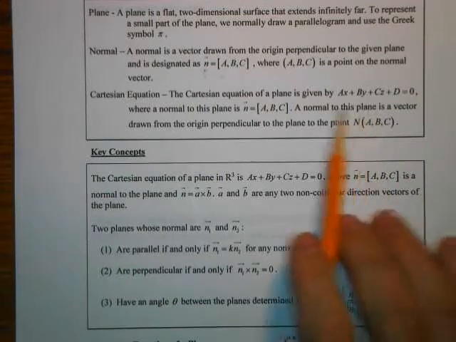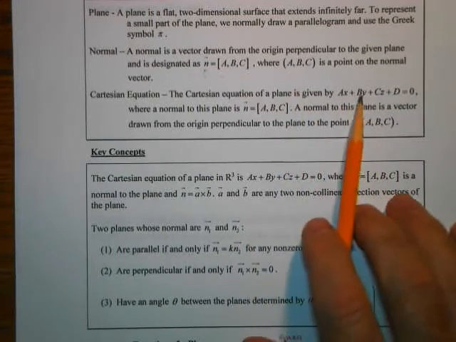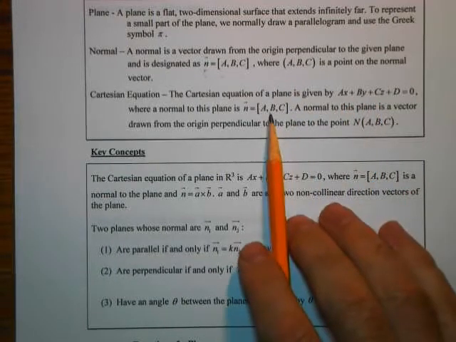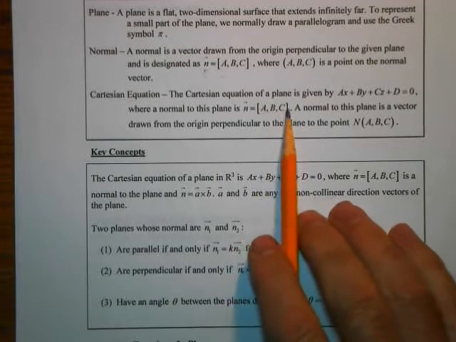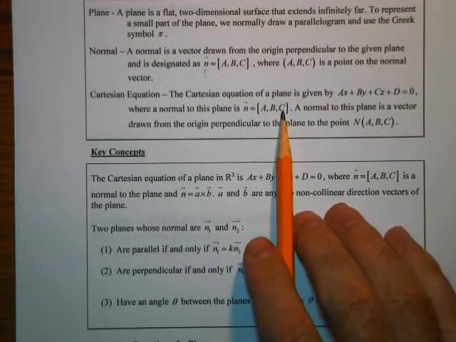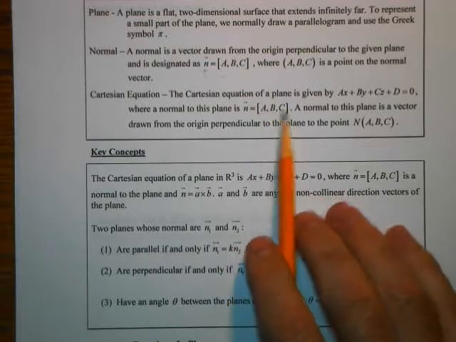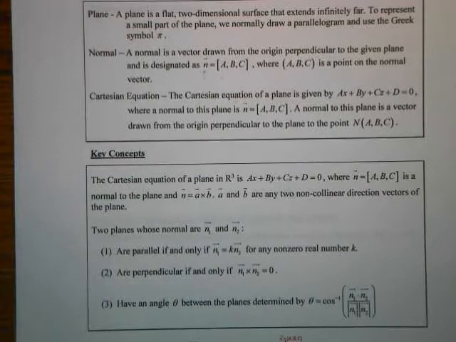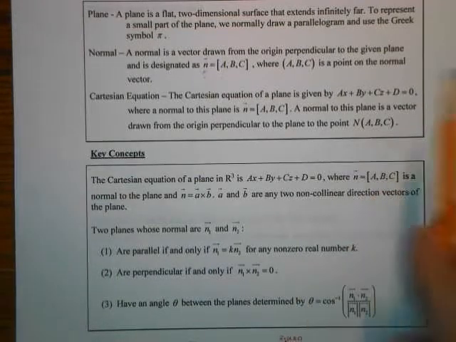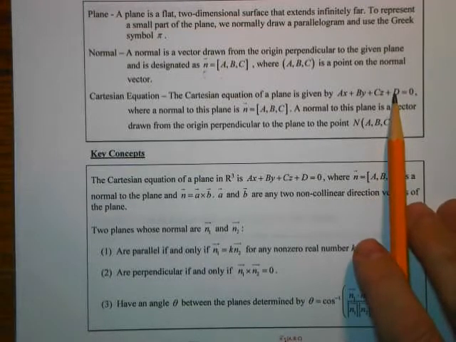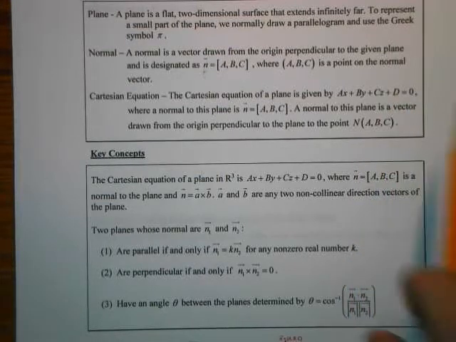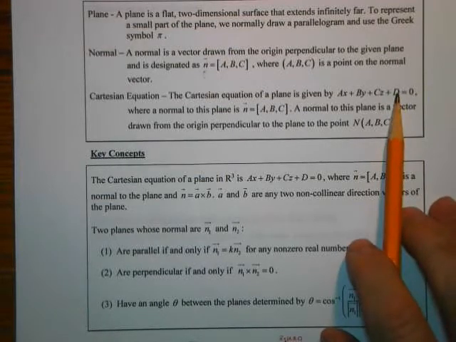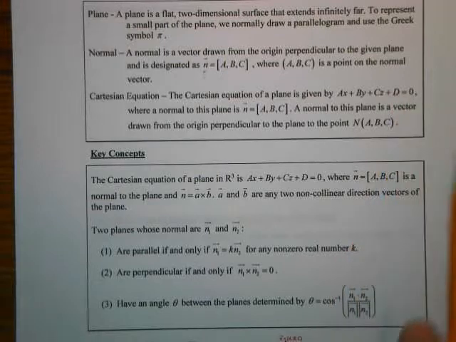Those capital letters A, B, and C come directly from the parameters of the normal vector to the plane. So if we can get a vector that's perpendicular to the plane, that gives us the normal, and then we've got A, B, and C, and at that point all we need is a point that's on the plane to figure out what D is going to be. So that's what we're going to be doing today.